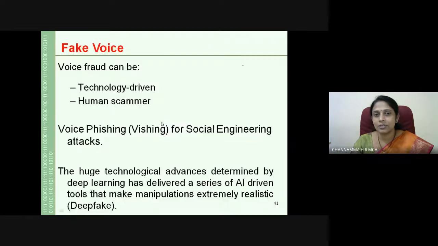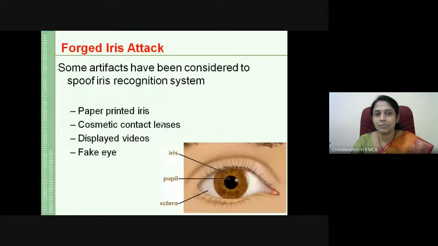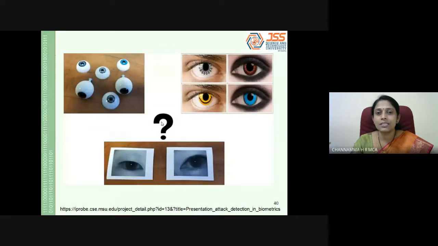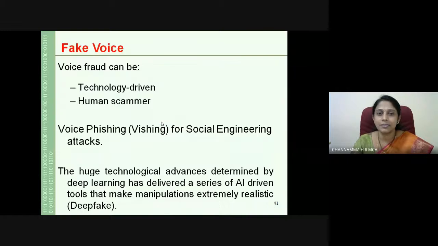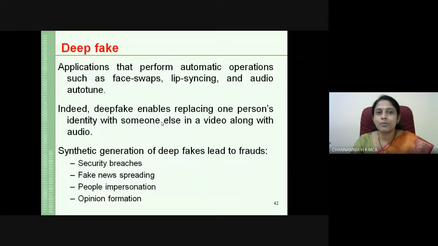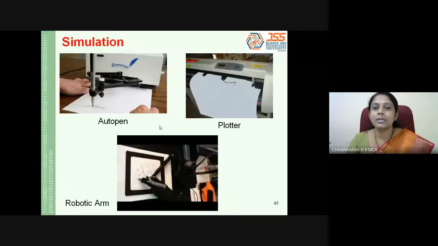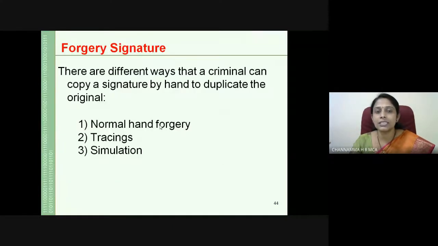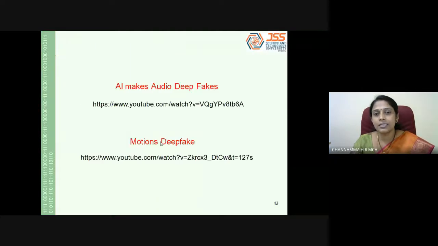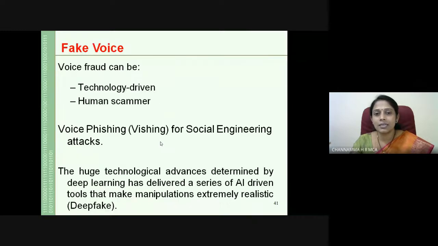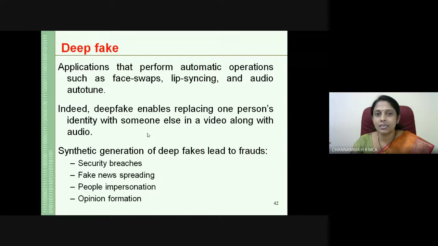Iris, face, and fingerprint are physiological biometrics, but voice and signature are behavioral biometrics. These need a lot of samples to create a forgery. Hence nowadays deep learning techniques are used for generating forged voice or forged signatures.